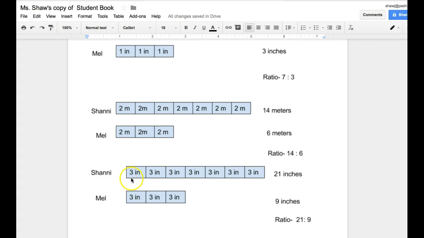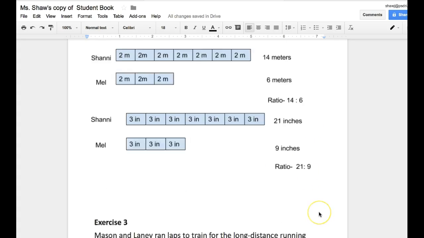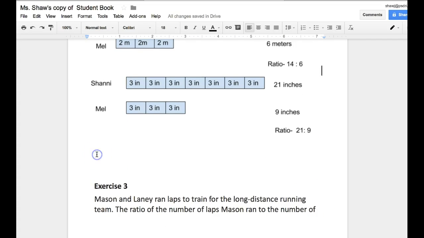In Shani's, when each unit represented 3 inches, and we had 7 of those, we said it was 21 inches in total length. And Mel's ribbon, when each unit represented 3 inches, was 9 inches. And that ratio was 21 to 9. Now I asked you, what do all of these ratios have in common? Mathematicians say, and it is true, that these ratios are called equivalent ratios. Equivalent ratios. So let's write that down here.